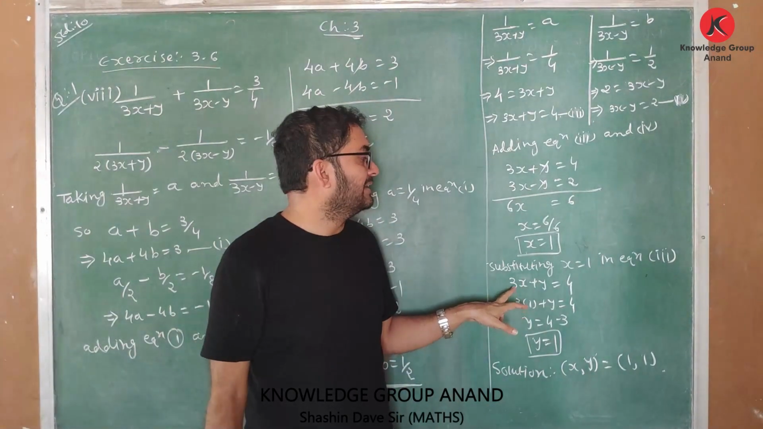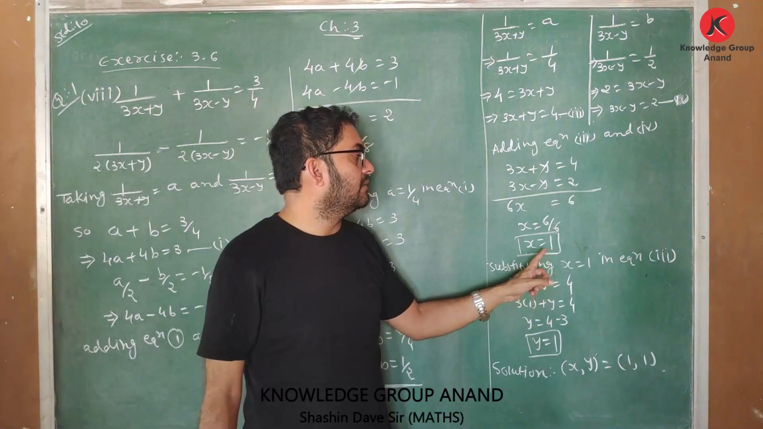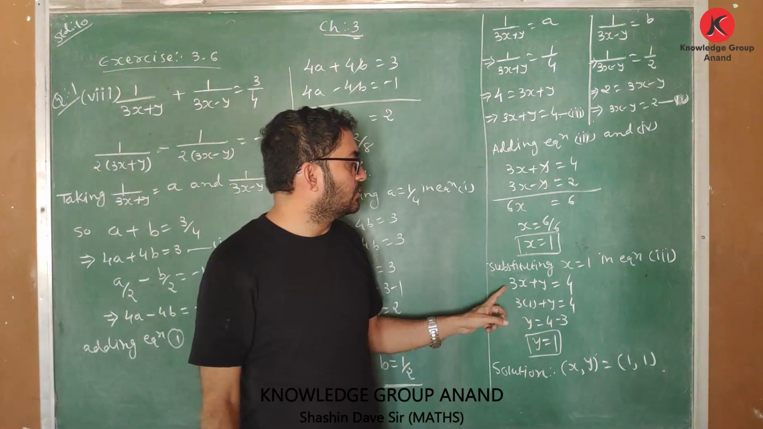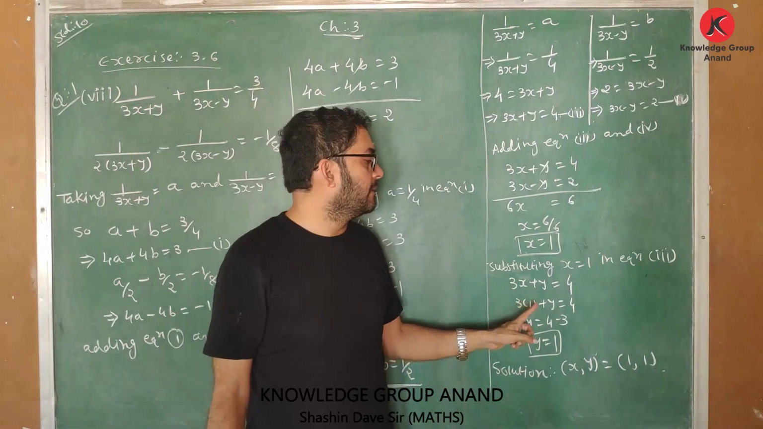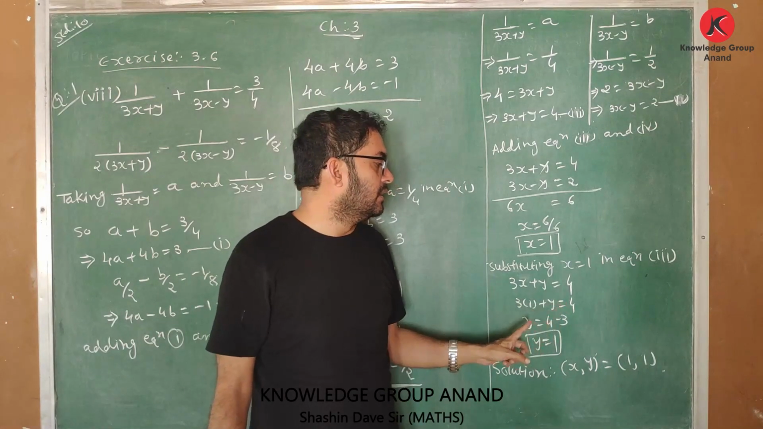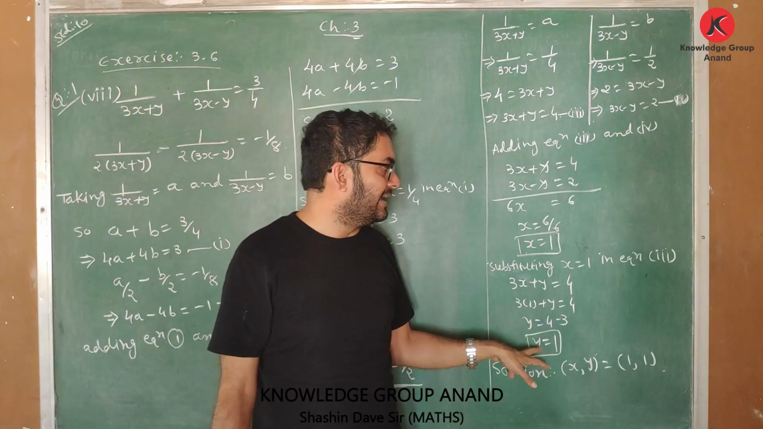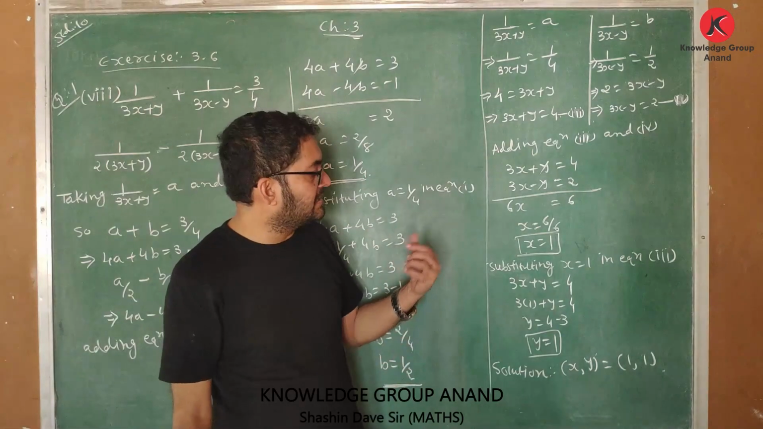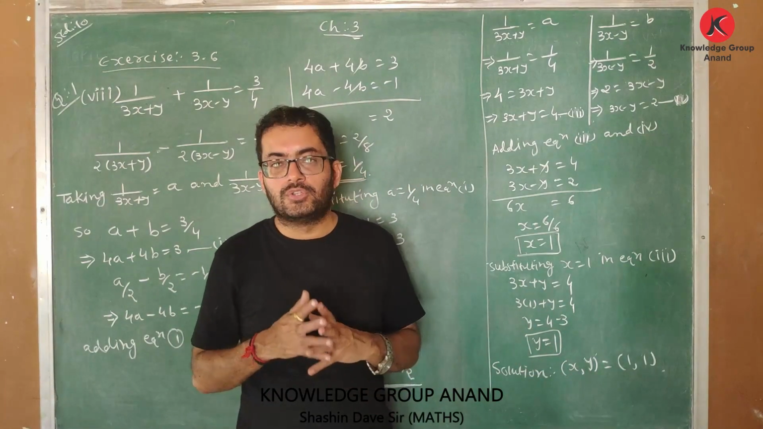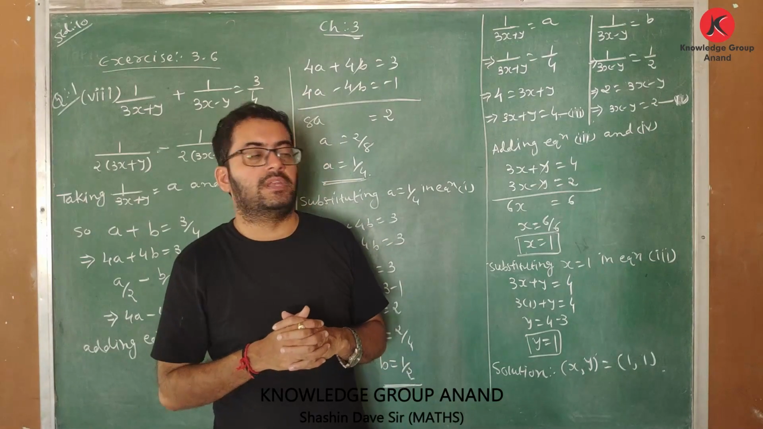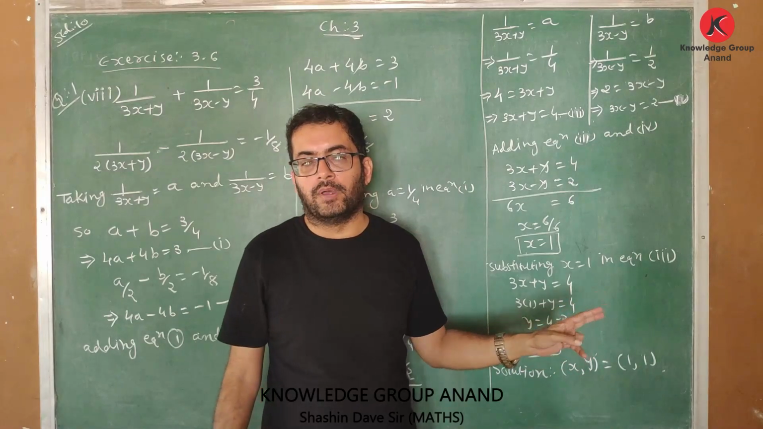Now what was equation number 3? Equation 3 is 3x plus y is 4. But what is value of x? Value of x is 1. So 3 into, instead of x I put 1. So 3 into 1 plus y is equal to 4. So y will be equal to 4 minus 3. So value of y is 1. So value of x is 1. Value of y is 1. That means solution set for this particular equation, that is x, y, is 1, 1.